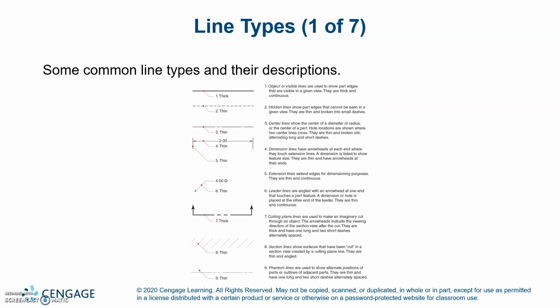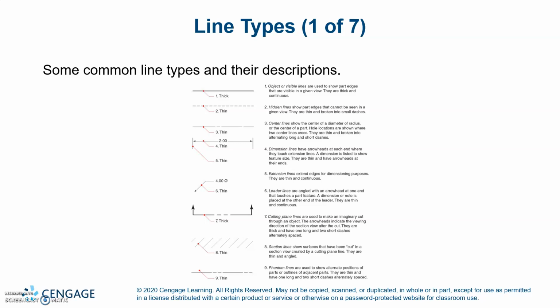Number 3, center lines show the center of a diameter or radius or the center of the part. Hole locations are shown where 2 center lines cross. They are thin and broken into alternating long and short dashes. Number 4, dimension lines have arrowheads at each end where they touch the extension lines. A dimension is listed to show feature size. They are thin and have arrowheads at their ends.